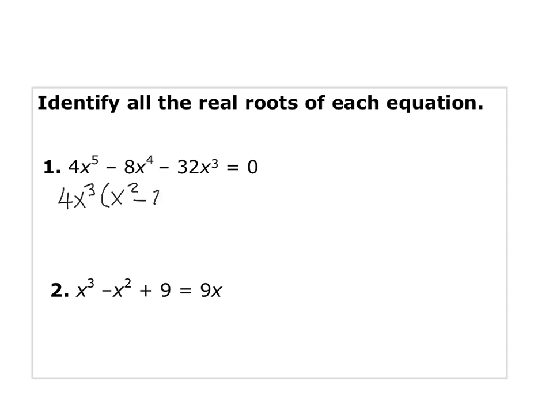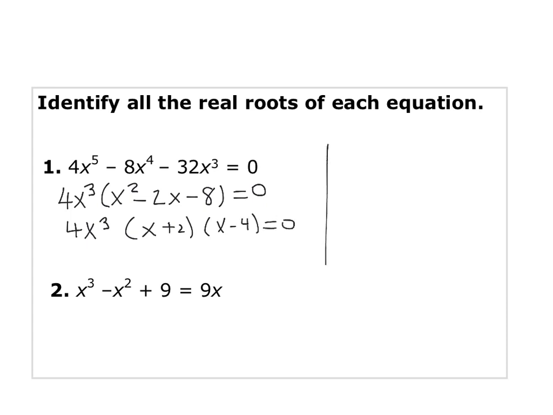minus 2x minus 4 is equal to 0. Actually not minus 4 but minus 8, because 8 times 4 is 32, is equal to 0. So I have 4x cubed, and here I have x plus 2 and x minus 4 is equal to 0. So my roots are going to be 4x squared is equal to 0.